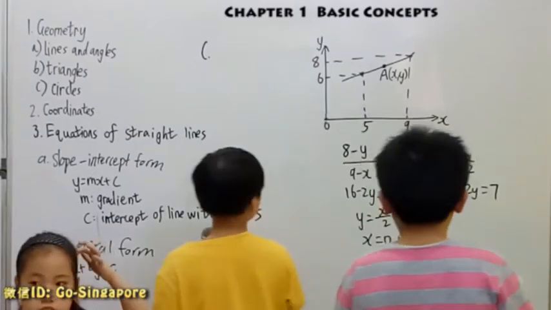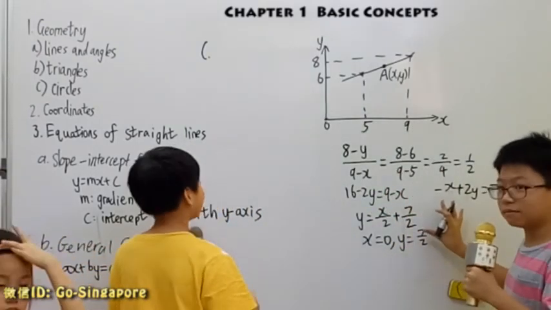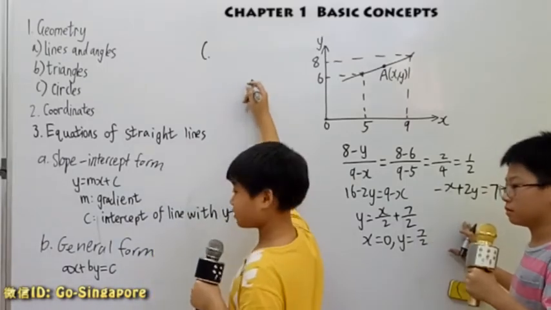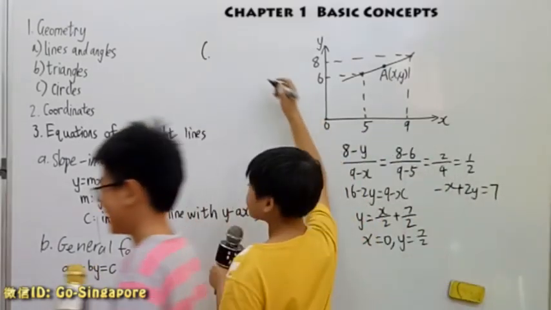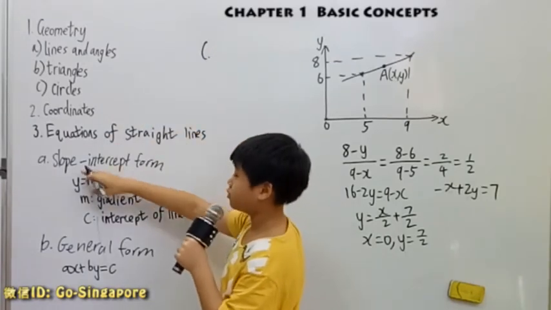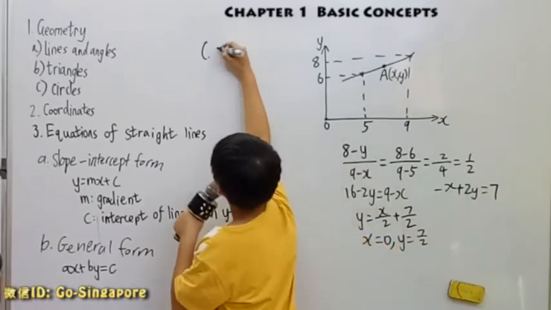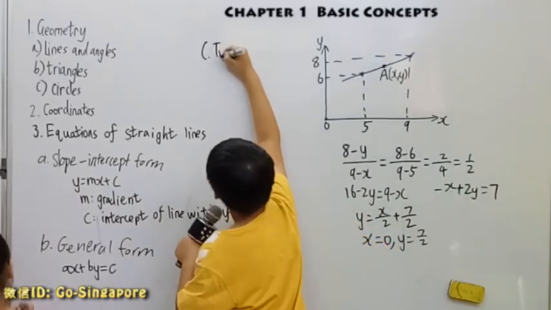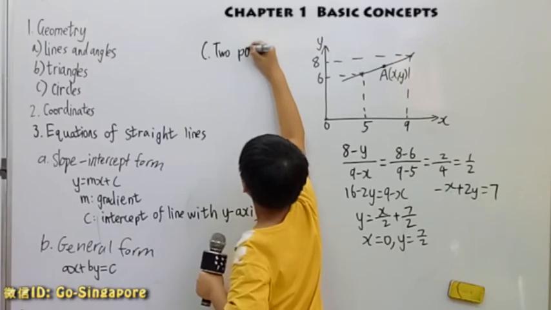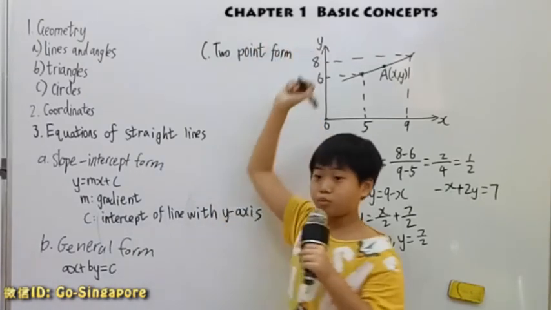So I'm pretty sure you guys got this understood already. Actually, you can write it here. So for this part C, we have already done the slope and the general form. Next, we can have the two-point form.